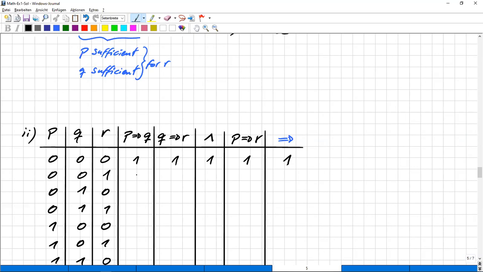P implies Q, true or false? In this row? True. Yeah, okay, it's true. I don't know, you probably don't have earphones, and that's why we get a little acoustic feedback, but it's not so serious.